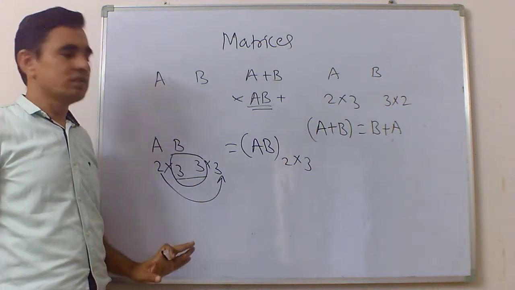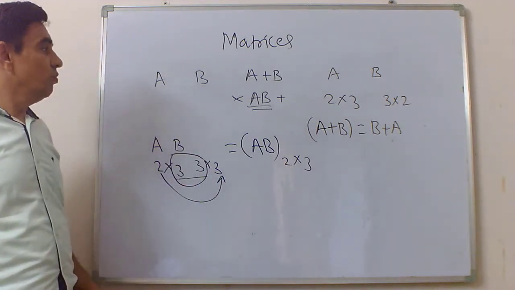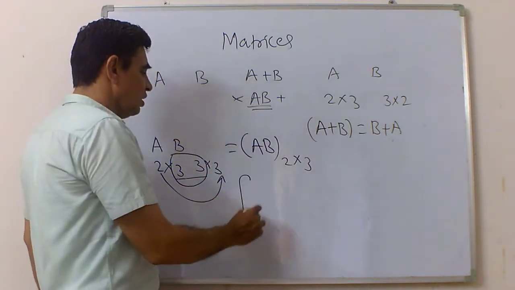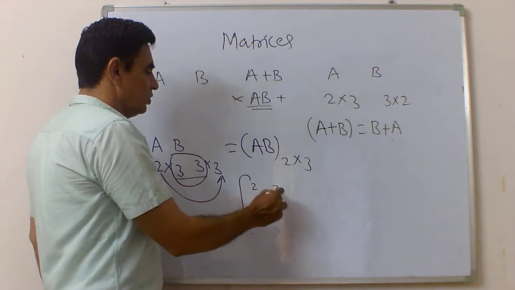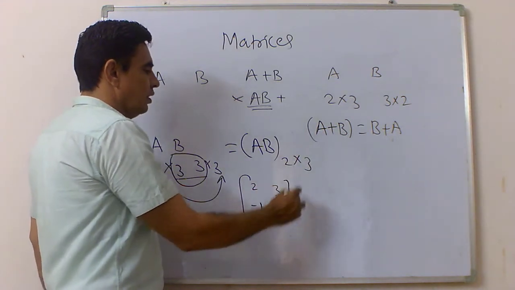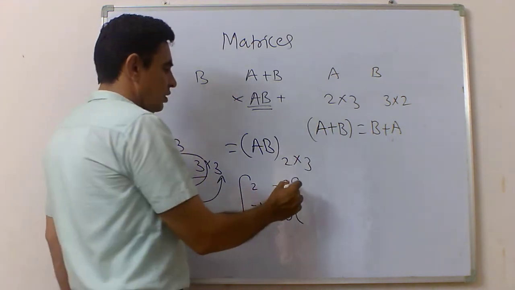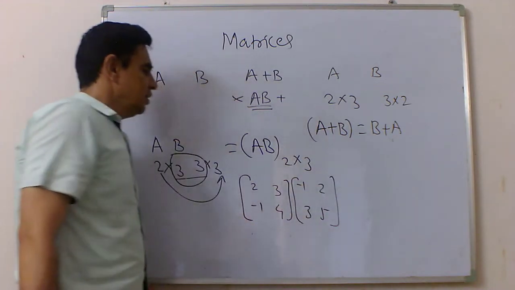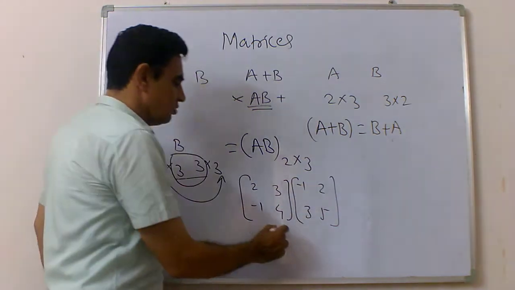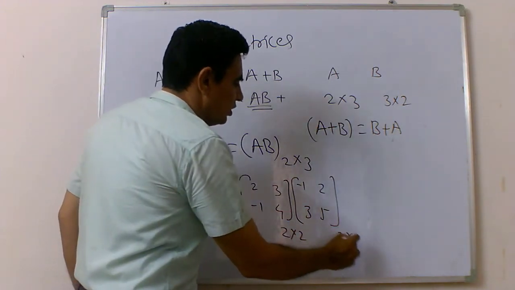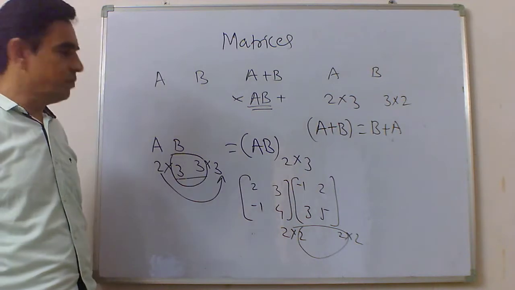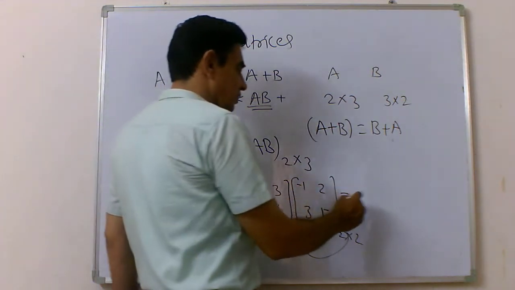Okay, then how to find the product matrix AB? Suppose A is of order 2 by 2 with rows 2, 3 and -1, 4, and B here is -1, 2 and 3, 5. See here, the first matrix is of order 2 by 2, the second is also of order 2 by 2, the number of columns of the prefactor is equal to the number of rows of the post factor, so the product is possible.